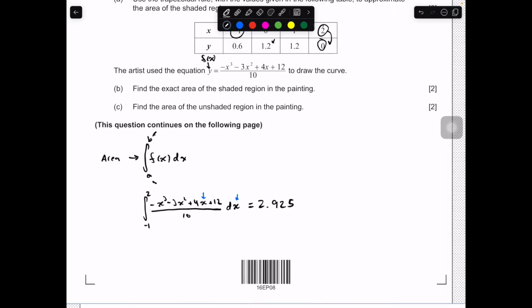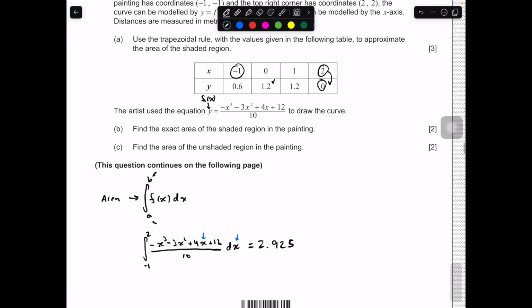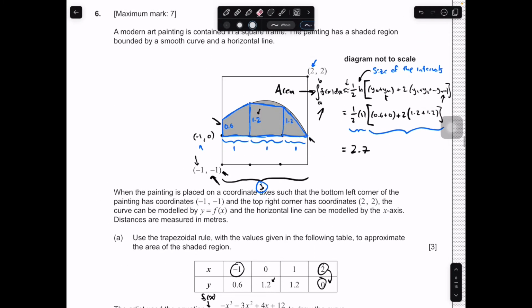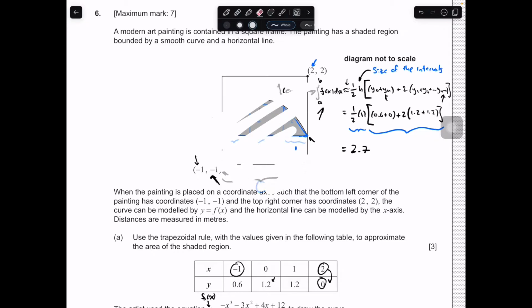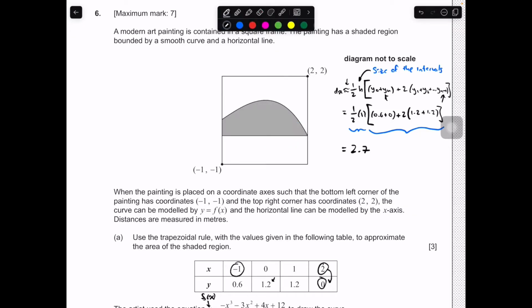Okay. Find the area of the unshaded region in the painting. Kind of an interesting question. I'm going to actually erase a lot of this here. Pretty much everything actually. And I think I'll leave some of this trapezoid rule just because it can stay, I suppose. Alright, so we know that the area of this shaded region, we just found it out, and the area of this shaded region was 2.95. So this is, let's call it A1, and it equals 2.95.